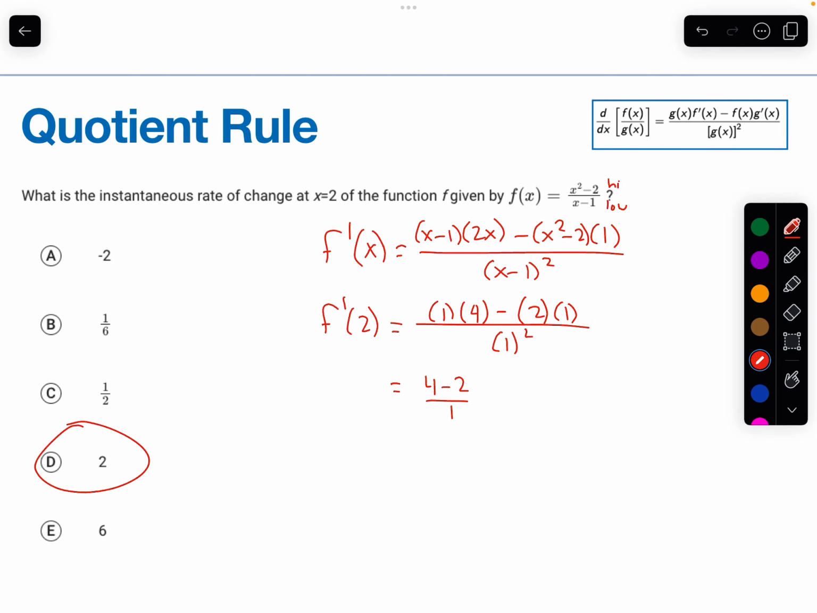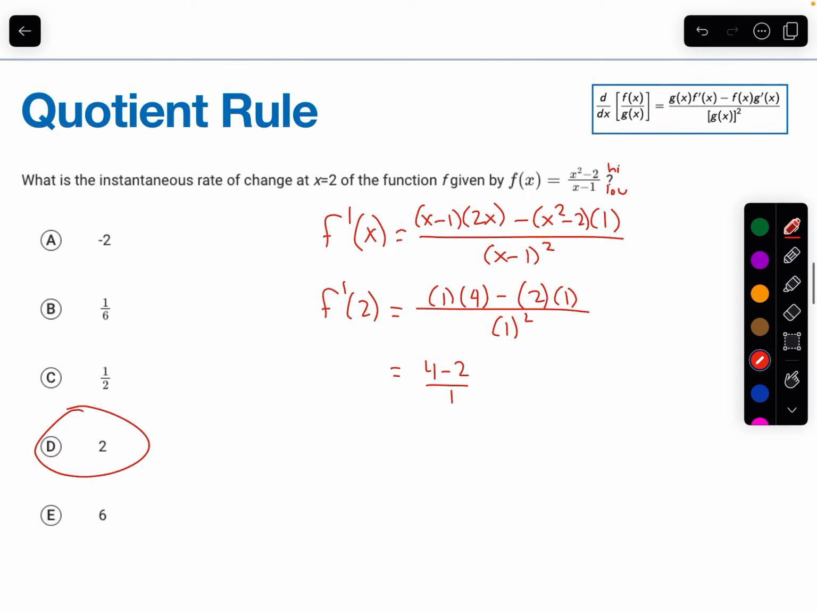Quotient rule, low d high minus high d low over low squared. Remember, it's often possible to rewrite your quotient as a product using negative exponents, in which case you could use the product rule and maybe the chain rule, right? But here we applied the quotient rule.